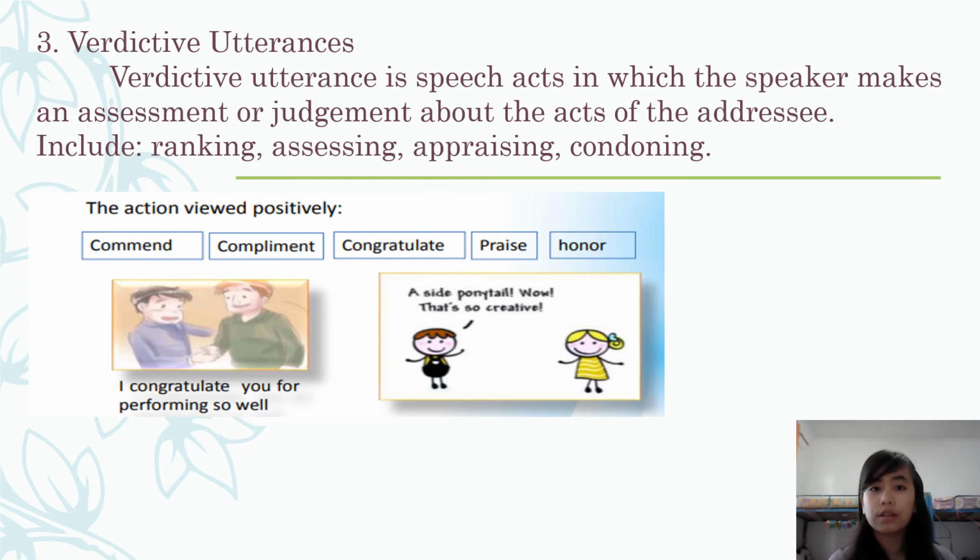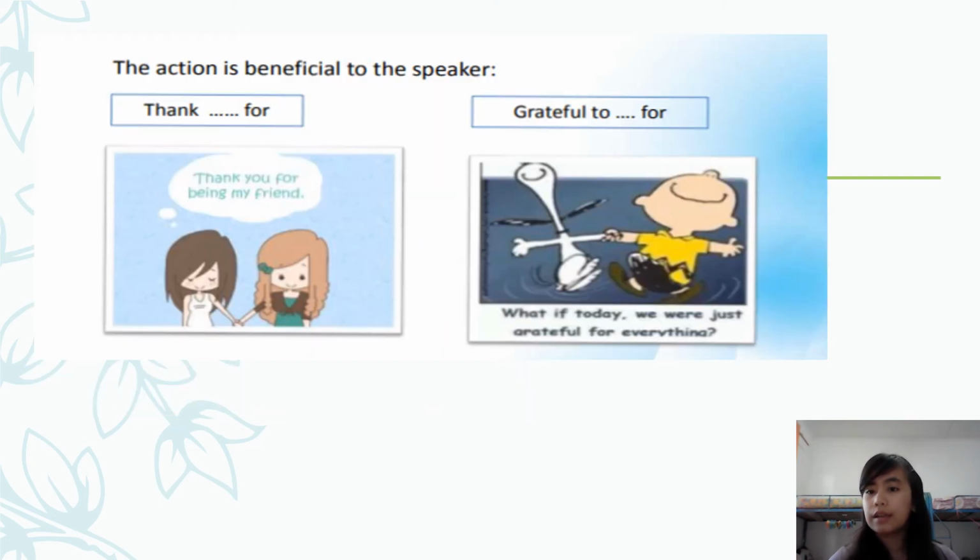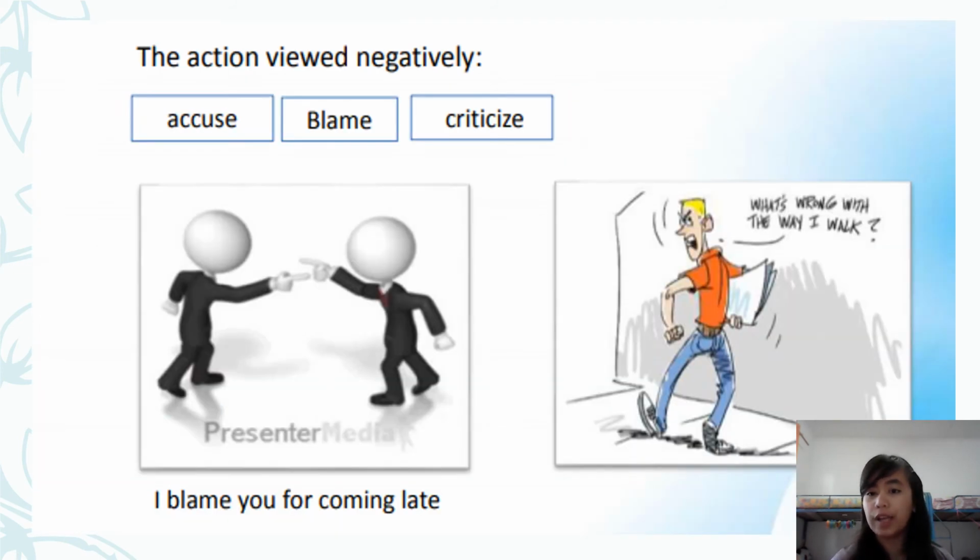So we use predictive utterances in a positive way, and it is also beneficial to the speaker, like thanking for something, being grateful to, like that. So when you are feeling blessed or thankful about something, you can use predictive utterances. And then the action viewed negatively. So the sentence is not always used in a positive way, but sometimes people use it in a negative way. Like in the example, the action viewed negatively: accuse, blame, criticize.